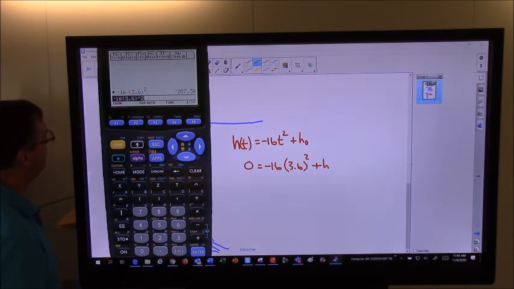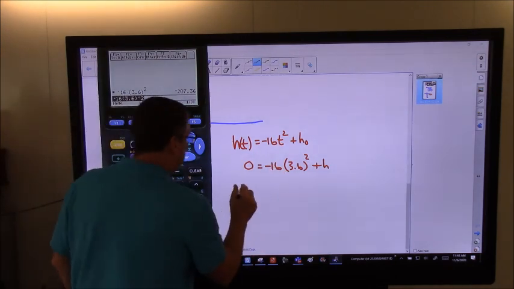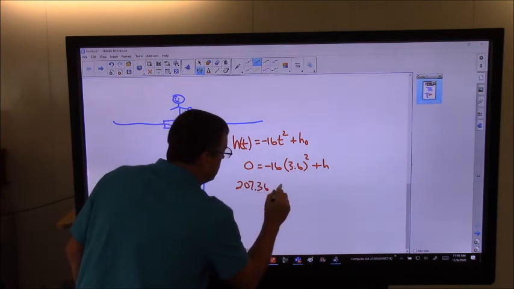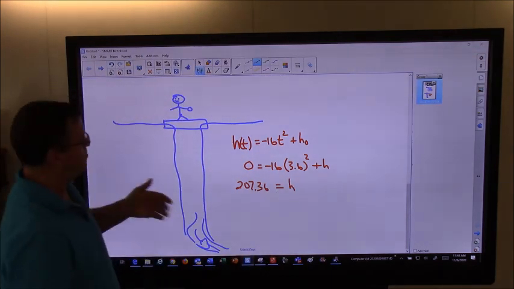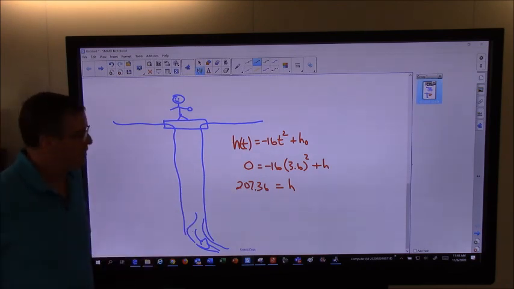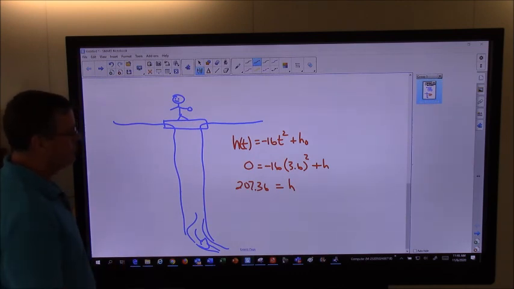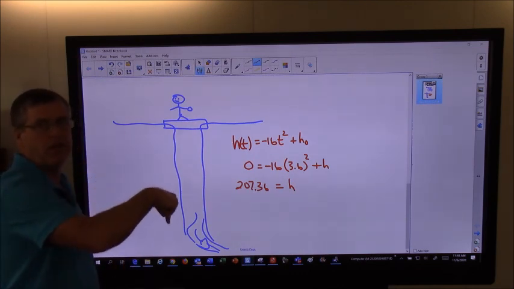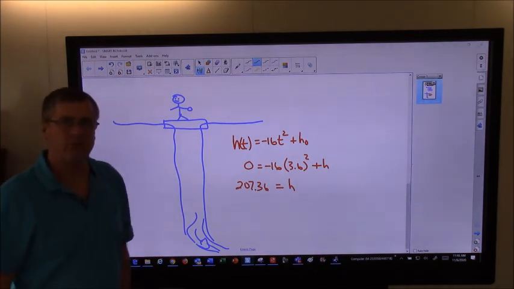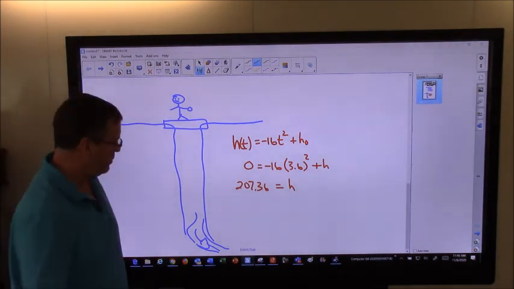207.36 feet. It's negative. Once I move it over, I've got 207.36 equals h. There's the height of that bridge. So we're throwing rocks off a 210-foot bridge. And so I want to know, how fast is it going when it hits the bottom? Okay. Now we're going to do this two ways. We're going to say, okay, what if I just let go of the rock? How fast is it going?